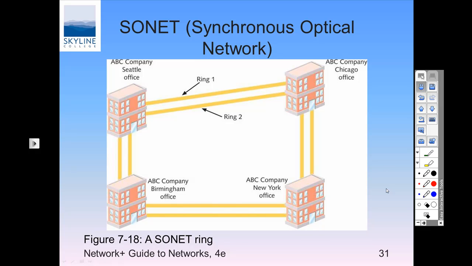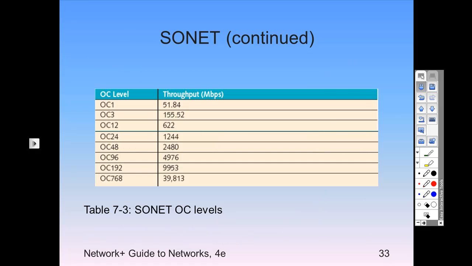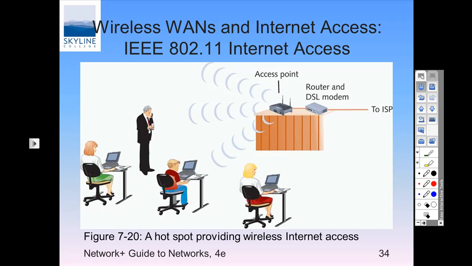SONET, Synchronous Optical Network. This is usually going to be a high-speed telephone network. Are we ever going to get connected to one? Probably not. The multiplexers, and the reason I say, look, you can see the speeds here for the SONET, the OC standards. We go up to 39,000 megabits. That's 39 gig, right? So those are relatively fast ones.